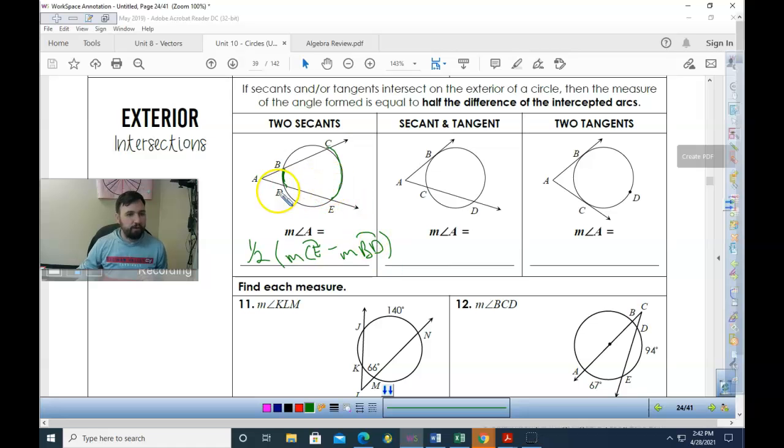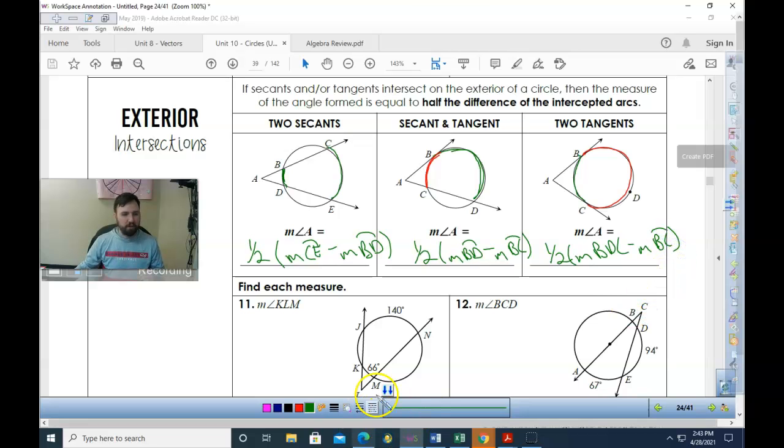You subtract the little arc from the big arc and divide by 2. Guess what? You do it again here. You do 1/2 your big arc minus your little arc. You divide it by 2. Big arc, little arc. One more time now. So I do 1/2 the measure of my big arc, which needs three letters because it's a major arc, minus my little arc.